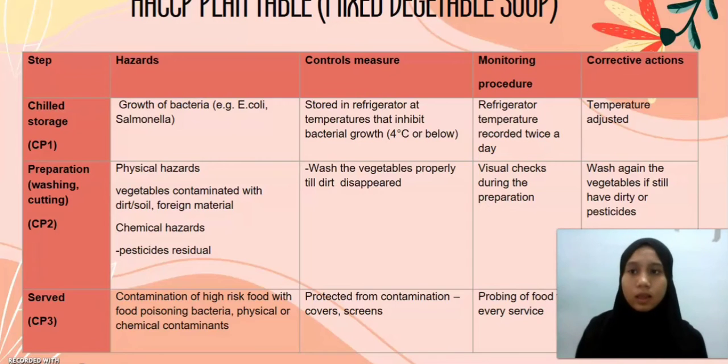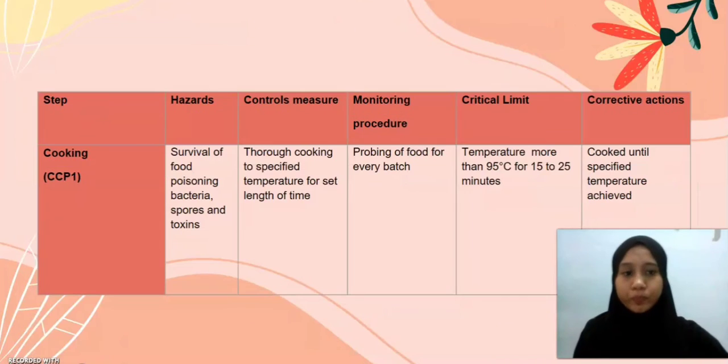Next is CP3, which is serve. The hazard is contamination of high risk food with food poisoning bacteria, physical or chemical contaminant. The control measure is protection from contamination, and the monitoring procedure is probing of the food, and the corrective action is to discard the food in the food danger zone.